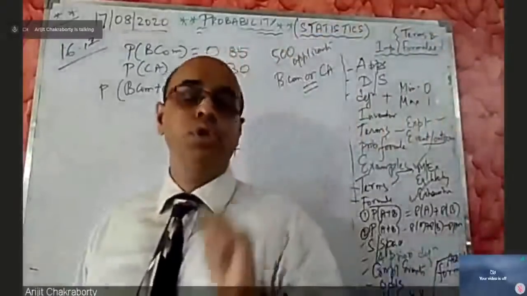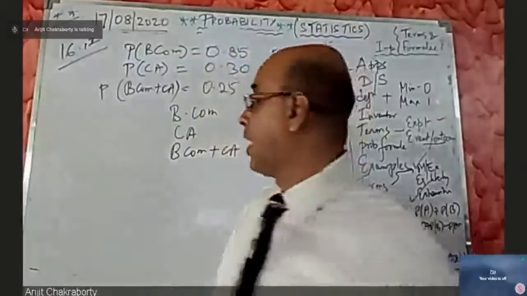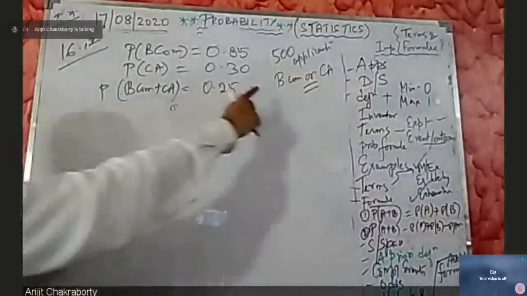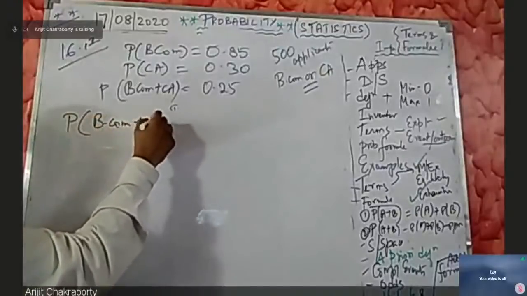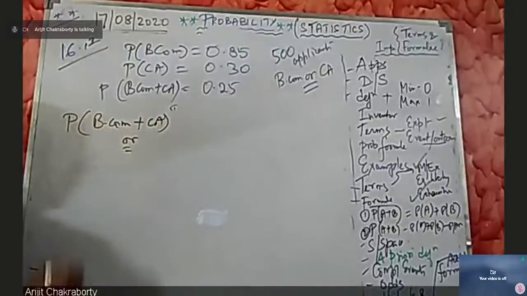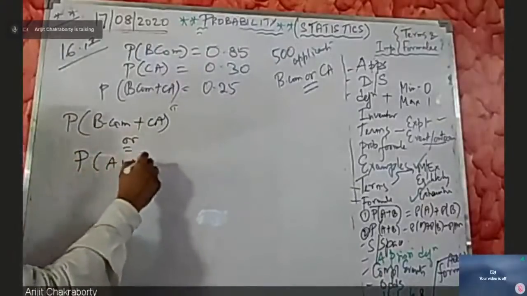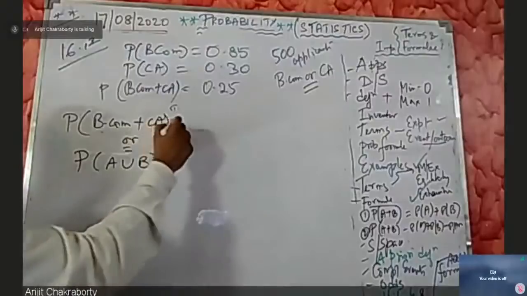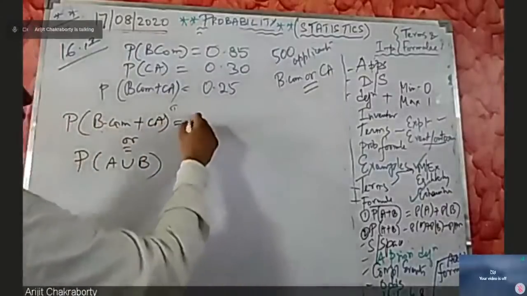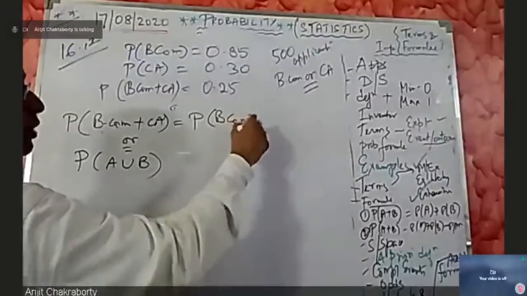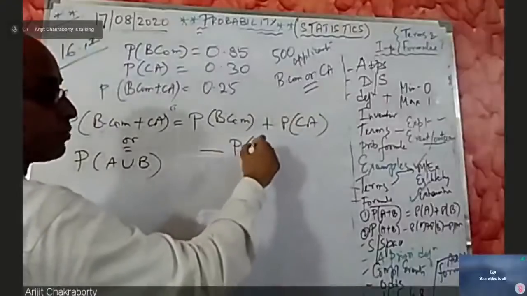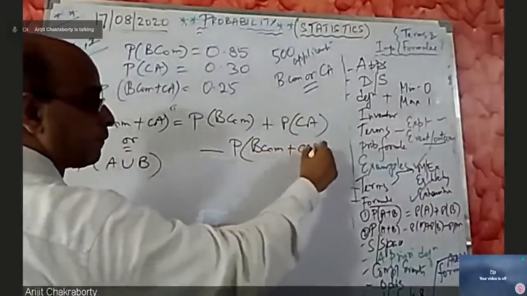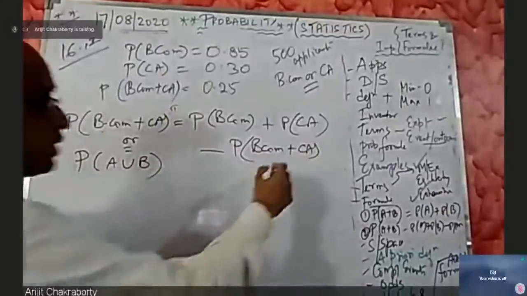Since they are not mutually exclusive, what is the formula to be applied? We know the formula to find BCom or CA. That means we have to find the probability of BCom plus CA. This plus means or. You may remember this is like P(A union B). So BCom plus CA will be the probability that you are only BCom plus the probability that you are only CA minus the probability that you are both BCom and CA. Here it is and.